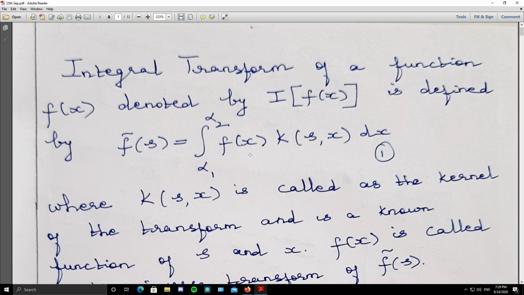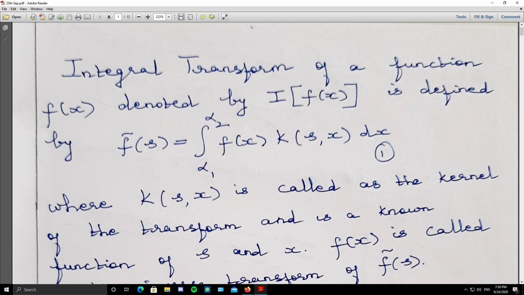Say for example, the integral x equals 0 to a of x dx. Suppose I have this definite integral, what do you get? x square by 2, from 0 to a, that is a square by 2. So it is a function of the constant a. So definite integrals are always functions of the constants.